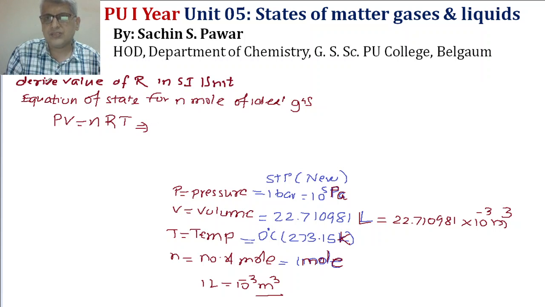This implies I want to find out the value of R. So R will keep on one side, rest all I will transfer to the other side. It becomes PV by nT.